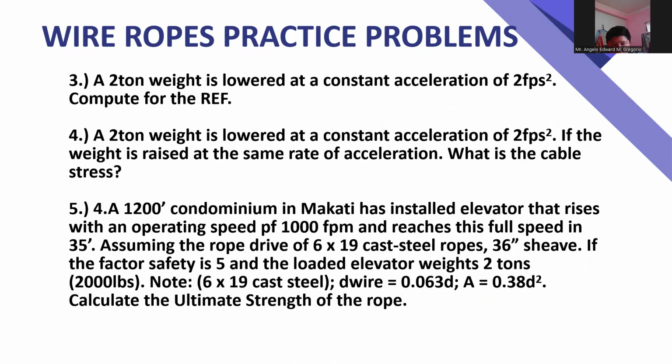And lastly, a 1,200 foot condominium in Makati has installed an elevator that rises with an operating speed of 1,000 fpm and reaches this full speed in 35 feet. Assuming the rope drive of 6 by 19 cast steel ropes, 36-inch sheave, if the factor of safety is 5 and the loaded elevator weighs 2 tons, note that 6 by 19 cast steel diameter of wire is 0.063D and A is equal to 0.38D squared. Calculate the ultimate strength of the rope.